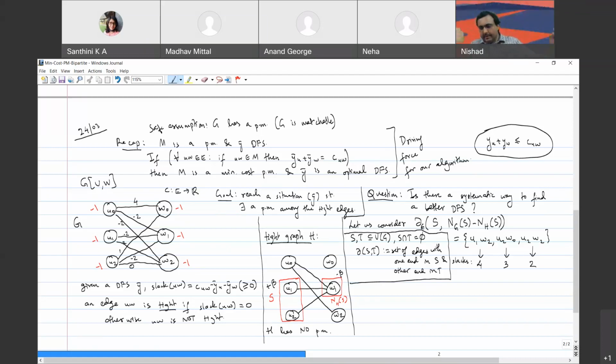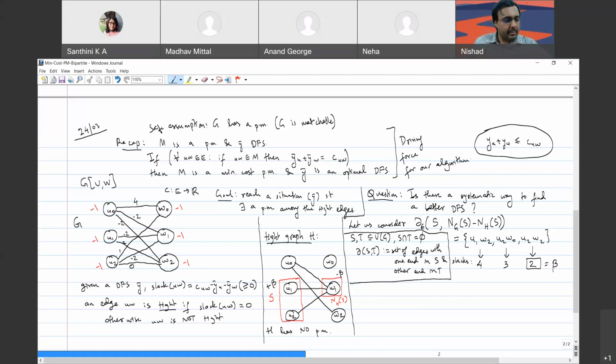So as before, let us choose the minimum slack here. And this is going to be our beta. Okay. So we are going to add beta to all the dual variables corresponding to vertices in S and subtract it from all the dual variables corresponding to the neighborhood in the graph H.